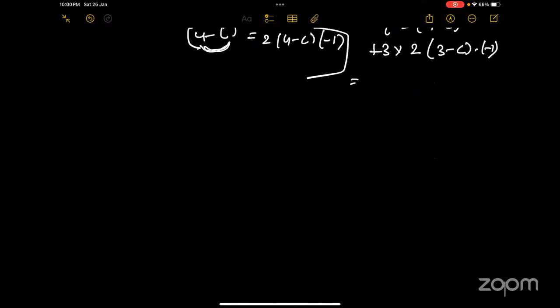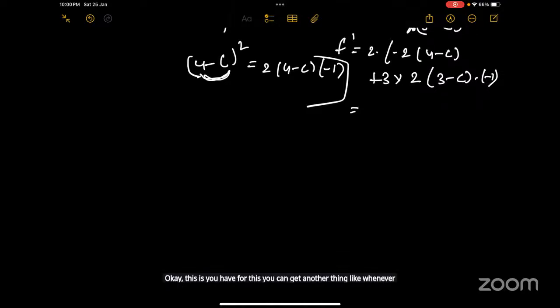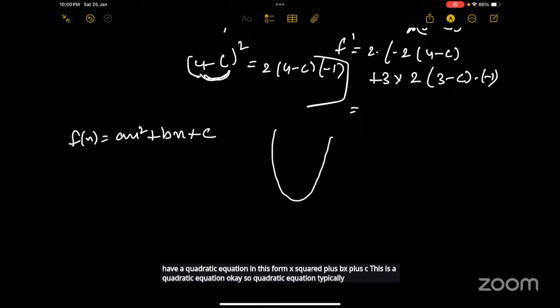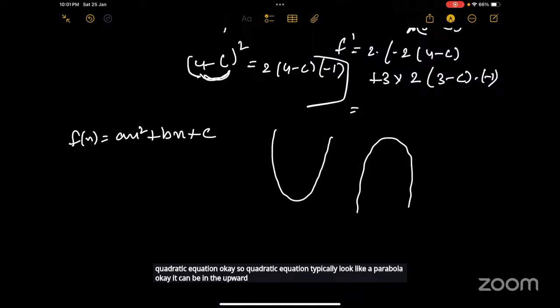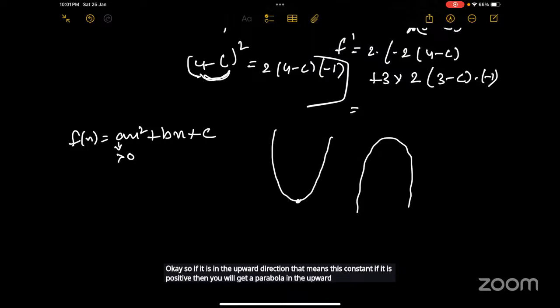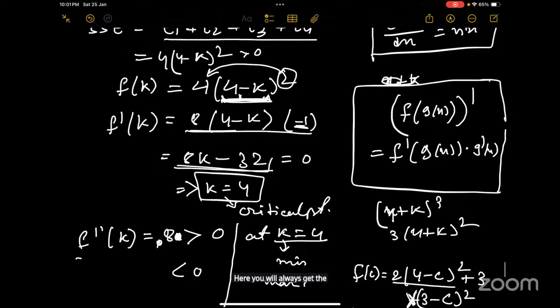For this you can get another thing: whenever you have a quadratic equation in this form, x squared plus bx plus c, it typically looks like a parabola. It can be in the upward direction, it can be in the downward direction too. If the leading coefficient is positive, then you will get a parabola in the upward direction. In that case, no ma'am, I am saying in the context of an error, you will always get the double derivative as positive.